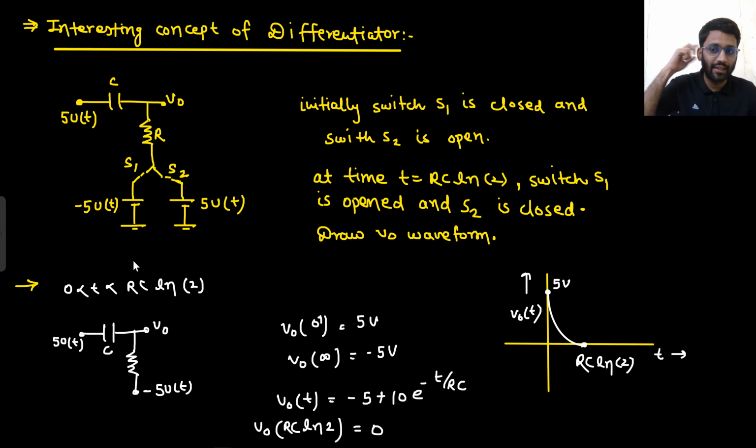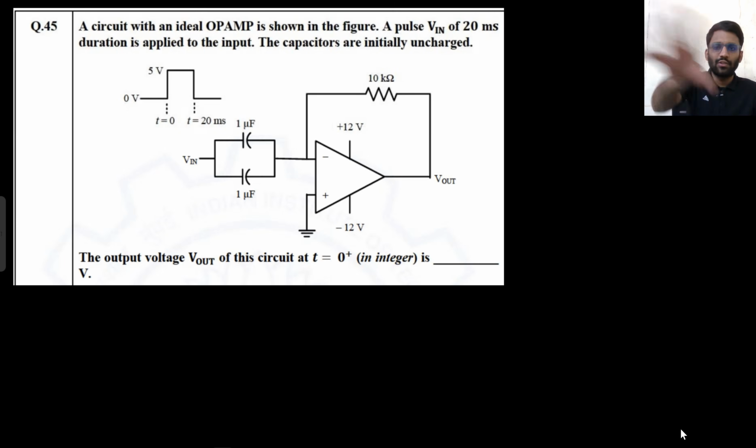So whatever is connected here, that would be the target of V0. Well and good. Let's move towards the question. So this was the question. Now 1 microfarad and 1 microfarad are connected in parallel, so collectively it will be 2 microfarad, and this input waveform is given.